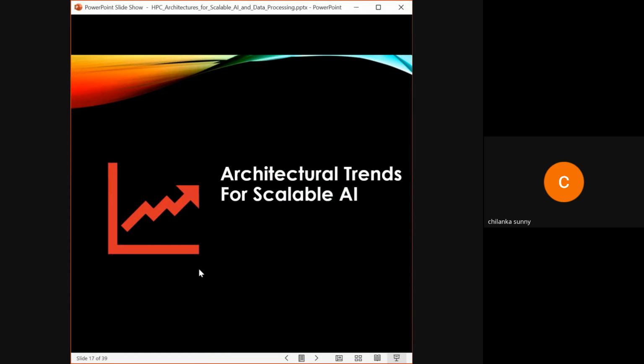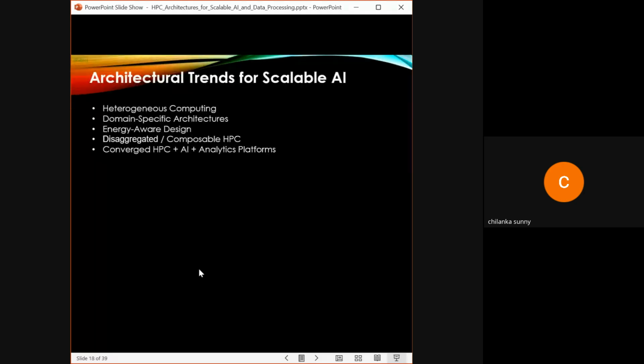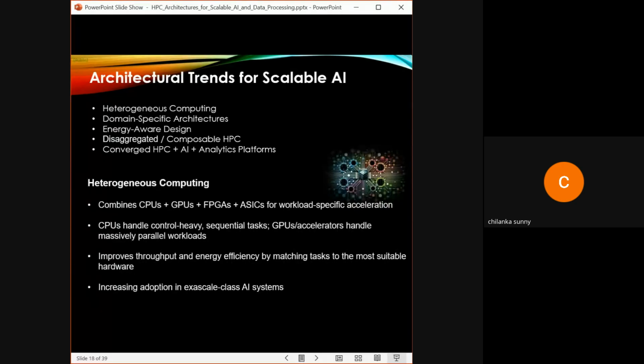I'll cover 5 key trends here: heterogeneous computing, domain-specific architectures, which are tuned for tensor math, energy-aware designs that cut the data movement, composable HPC, and the converged HPC, AI, and analytics platform, where we unify all these together. Let's see heterogeneous computing first.